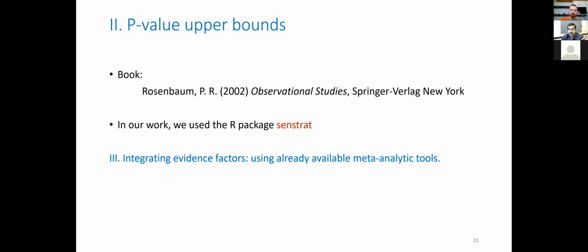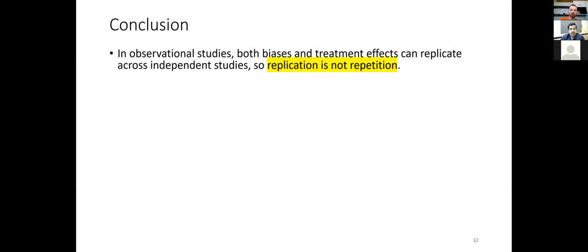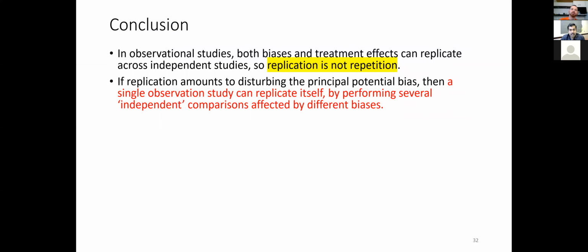Obviously, there is a planning phase, how to plan an evidence factor analysis, and that often changes from problem to problem. So in conclusion, in observational studies, both biases and treatment effects can replicate across independent studies. So replication is not repetition. If replication amounts to disturbing the principal potential bias, then a single observational study can replicate itself by performing several independent comparisons that are affected by distinct biases. So that's the goal behind our evidence factor analysis.